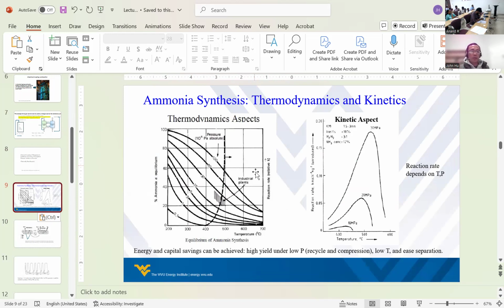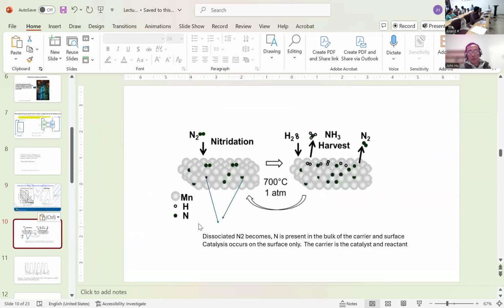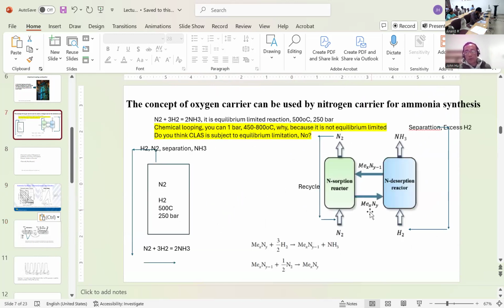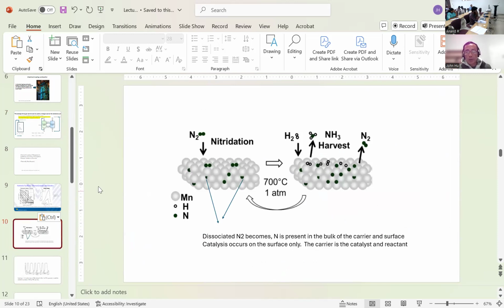Make sense? Anybody have any question? You understand what I'm saying? So basically, this chemical looping produces ammonia at ambient pressure, but you cannot produce this if you use the conventional Haber-Bosch process at 700 degrees C. In the conventional Haber-Bosch process, nitrogen and hydrogen are together. But here, nitrogen and hydrogen are not together, because you do nitridation, and then you form ammonia, and that's the chemical looping process we talk about here. So you have nitridation, you have harvest. So this is the loop, and the closed chemistry is shown here. It's how this nitrogen is activated in the bulk phase.